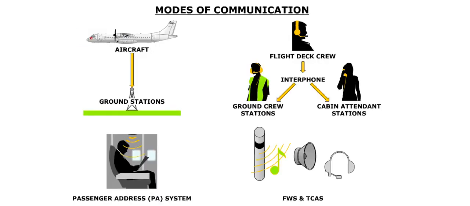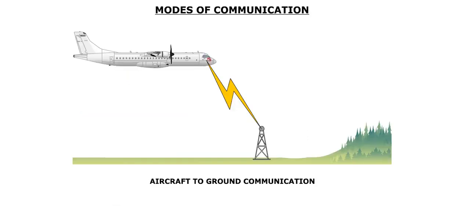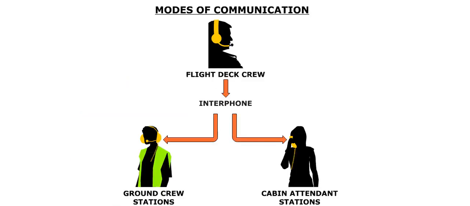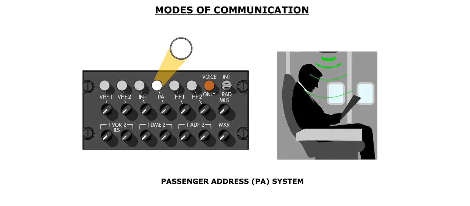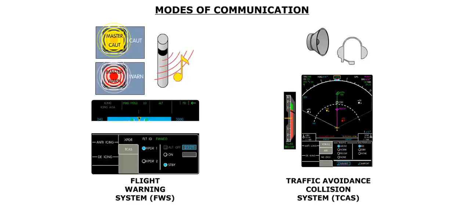The communications system provides for several modes of communication, including aircraft-to-ground communication, interphone communication between the flight crew, cabin crew, and ground crew, a passenger address or PA system, and automatic warning systems that alert the flight crew.